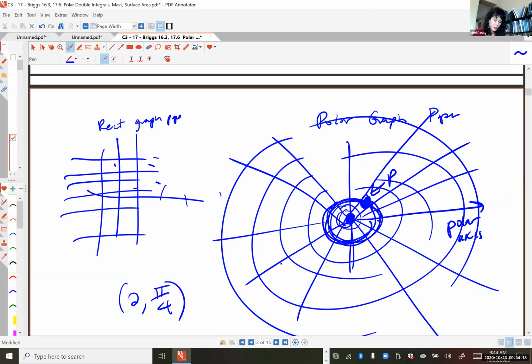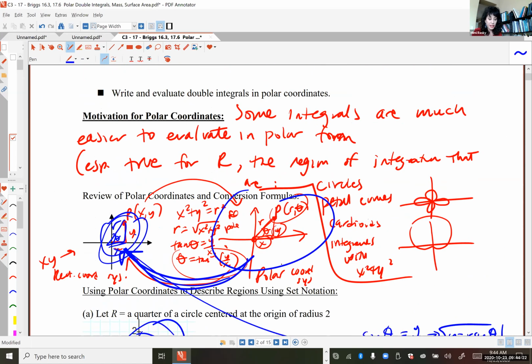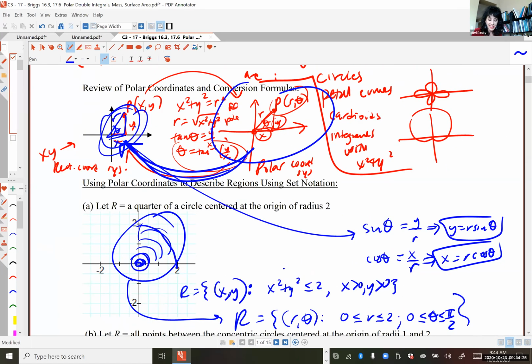Okay, so I want you to see that because sometimes I get people thinking of r as being the same as the x coordinate, and it's not.